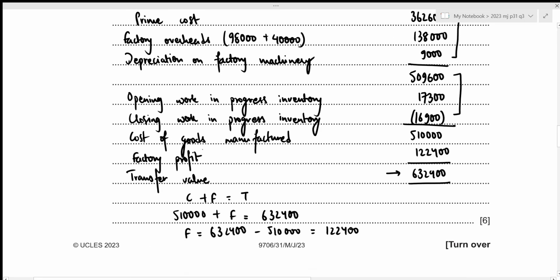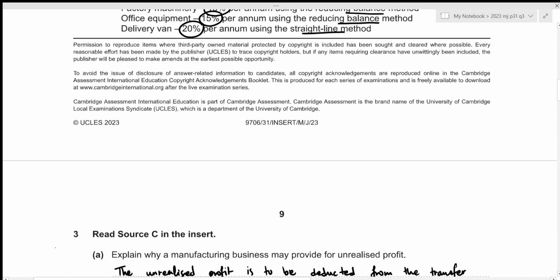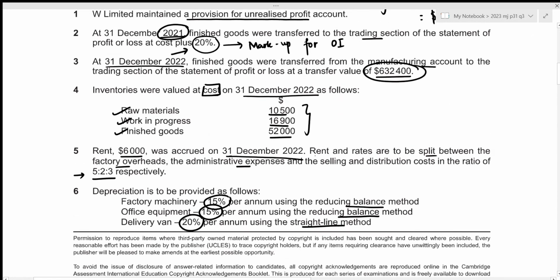Markup is just a percentage of the cost. So in this case, our markup is just going to be the profit, which is 122,400, divided by the cost, which is 510,000. And we can just multiply it by 100% in order to figure out the markup rate. And this gives the markup rate to be 24%, which means that we need to increase the value given above by 24% in order to figure out the value that needs to be included in our statement of profit or loss. So that is just 52,000 multiplied by 1 plus 24%.